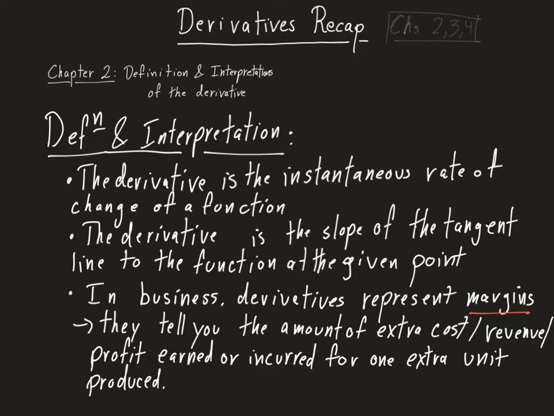So instead of telling you how much total profit you've made, how much total cost you are paying, how much total revenue you are receiving, the margins, which are represented by the derivatives, tell you that at this amount of goods produced or goods sold, if you produce one additional unit, how much extra cost, revenue, or profit are you earning or incurring? That's what the derivative tells you.